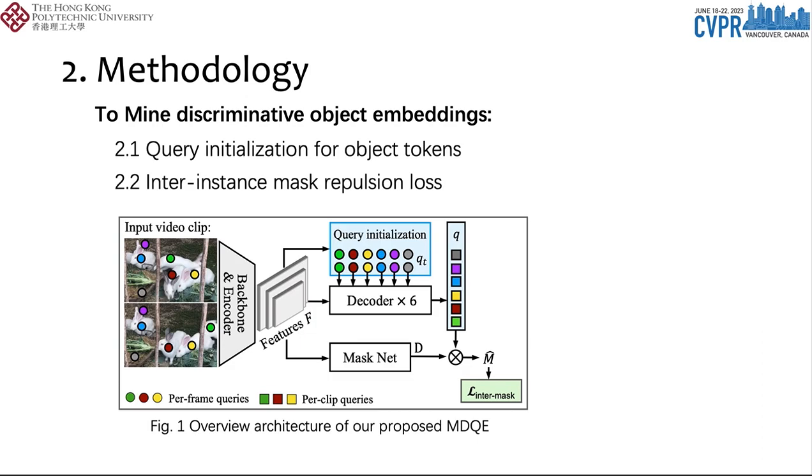During training, the features F output from the backbone and encoder are fed into our proposed query initialization module to produce temporally aligned frame-level queries, denoted by circles. After 6 decoder layers, clip-level queries, denoted by squares, are linearly combined with mask features to produce the final instance masks. Finally, the predicted masks are supervised by our proposed inter-instance mask repulsion loss to distance each instance from its nearby non-target objects, implementing contrastive learning of instance masks.